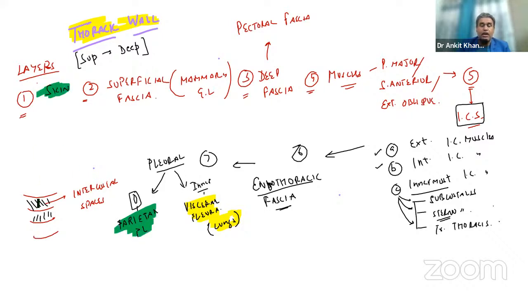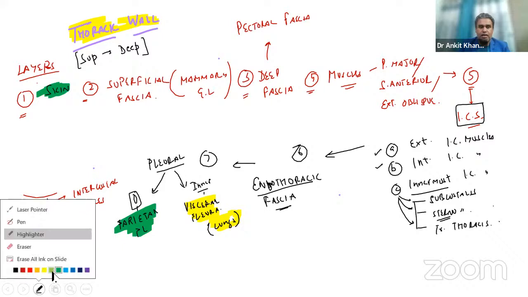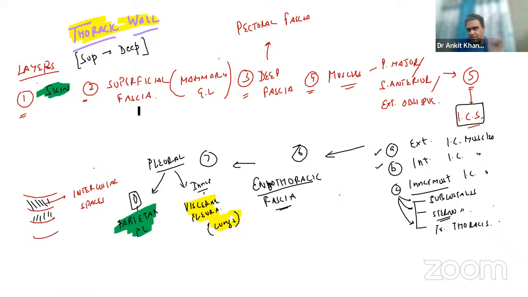Number one is skin. I'm now highlighting. Let me take a bit of a lighter color. So start with the skin, the thoracic wall, and it ends with the parietal pleural layer.